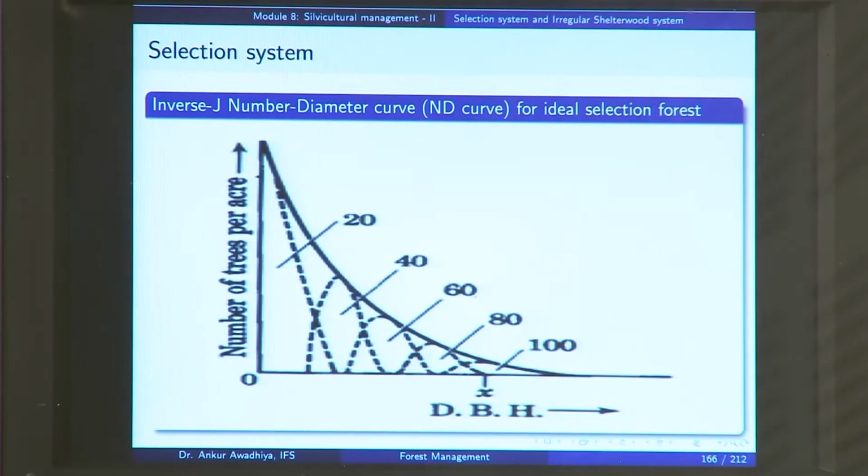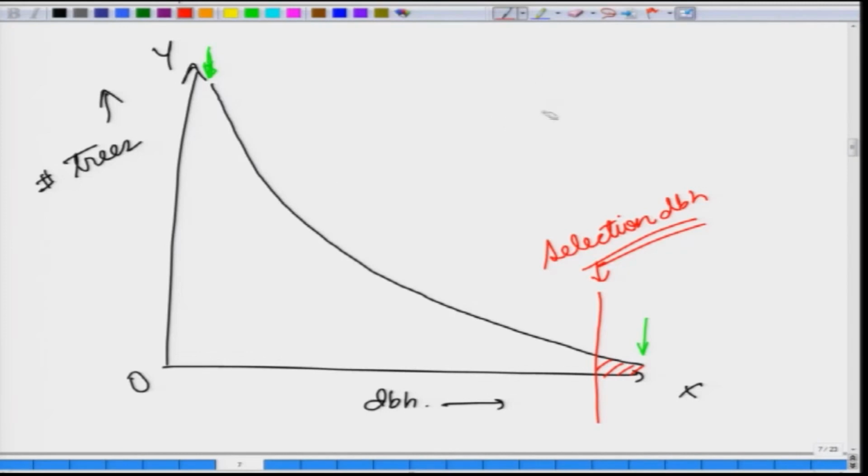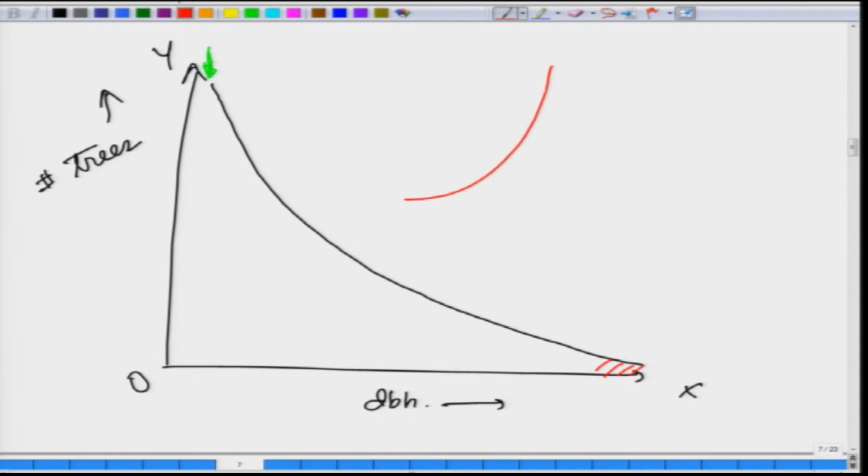Now, a selection forest is characterized by this inverse J number diameter curve or the ND curve. So, what we are saying here is that if you look at the letter J, it looks like this. So, this is the J, and so in this case a J curve would look like this. This is an inverse J curve, which means that you are putting a mirror here and you are doing an inversion. So, this is the shape that we get in the case of a selection forest, and this is known as the ND curve.